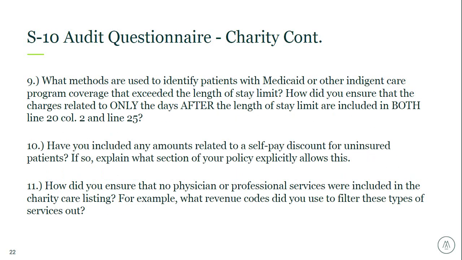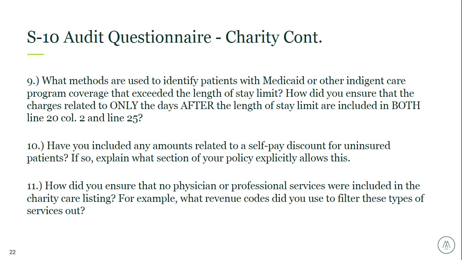What methods are used to identify patients with Medicaid or other indigent care program coverage that exceeds the length of stay limit? Yeah, so instructions call for Medicaid non-covered charges related to length of stay limits to be recorded in column 2, but also in line 25 of S-10. And the reason this is important is when you report these totals in line 25, the amounts are subject to cost to charge ratio, just as if they were in the uninsured charges category.